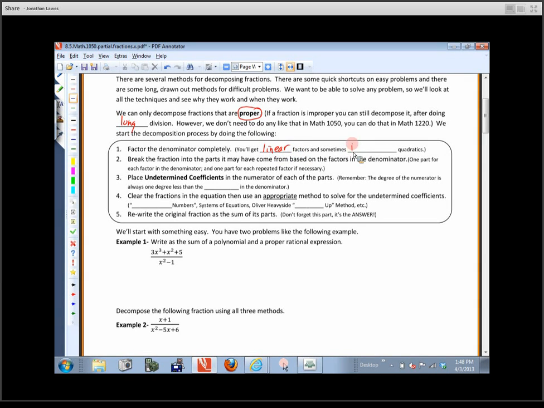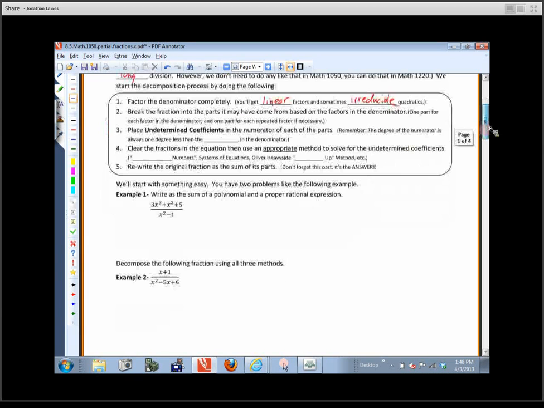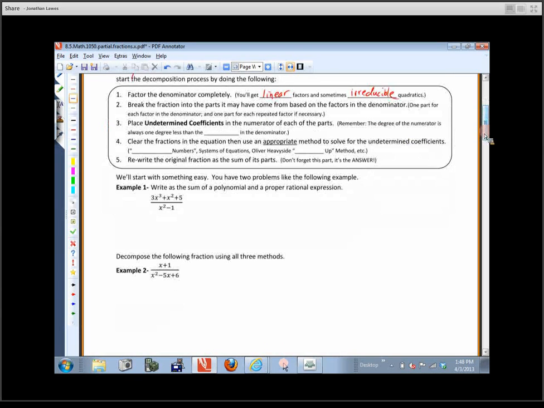And then we also sometimes will get irreducible quadratics. Quadratic factors that don't factor. You can't break them down into linear factors. They'd be like prime polynomials, so to speak. Then we're going to break the fraction into the parts it may have come from. And this is important: parts it may have come from.